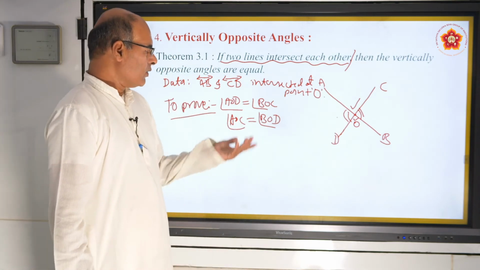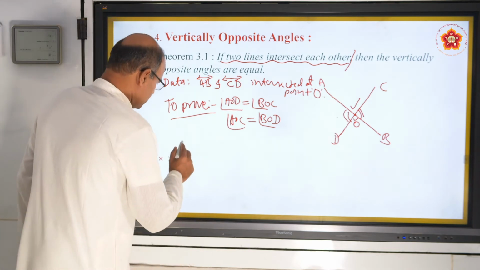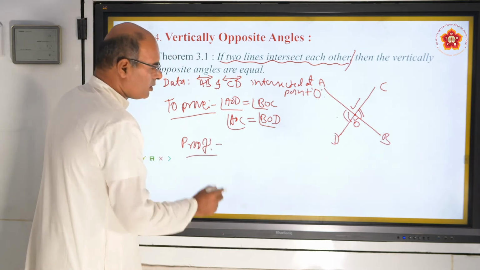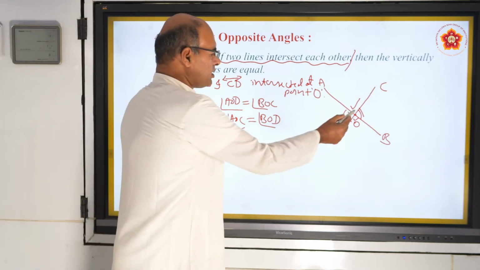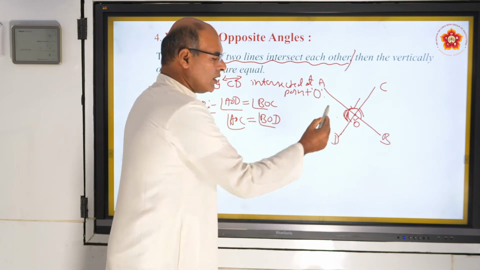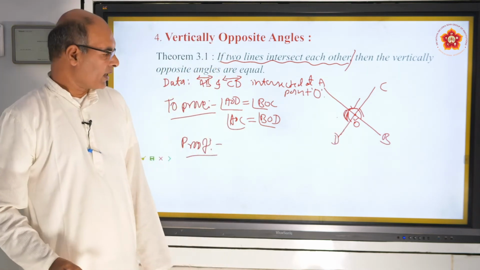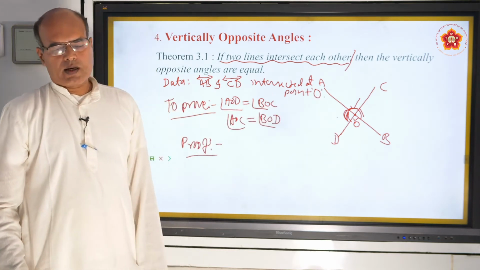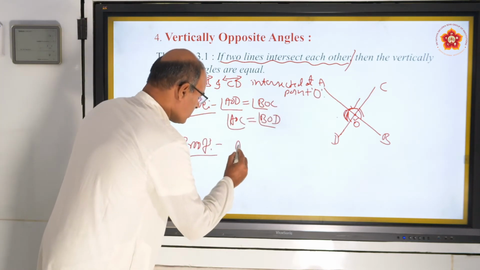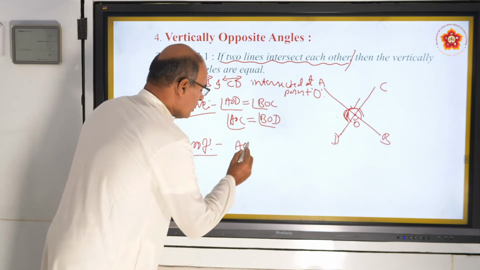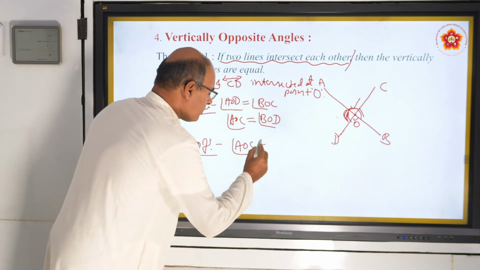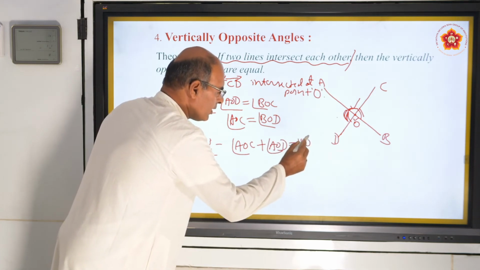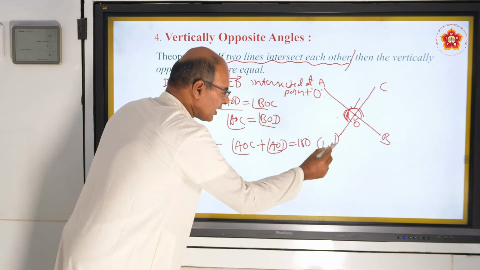To prove this, we use the other axioms. Proof. Look at the picture. We know that the sum of these two angles is equal to 180 degrees. They are linear pair angles, angle AOD and AOC. So in the figure, angle AOC plus angle AOD is equal to 180 degrees because they are linear pair angles.